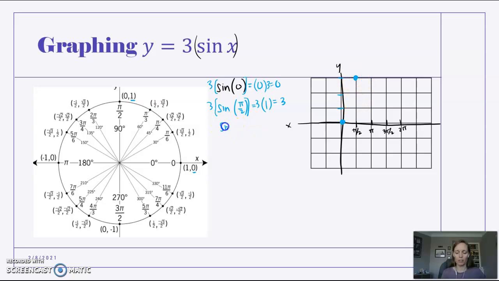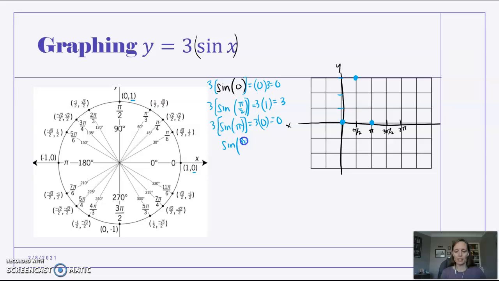I do the same thing for my next point, so sine of pi is equal to 0. When I multiply 0 by 3, I still get 0. So my midline, you'll notice, those zeros are still the same, because no matter what I'm multiplying by, it's still going to be a 0.